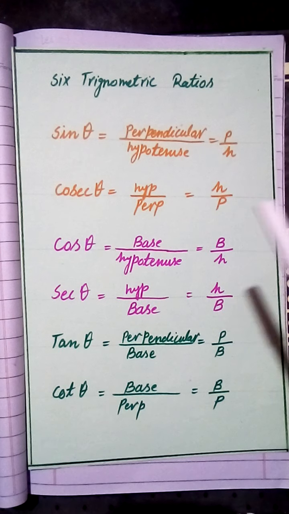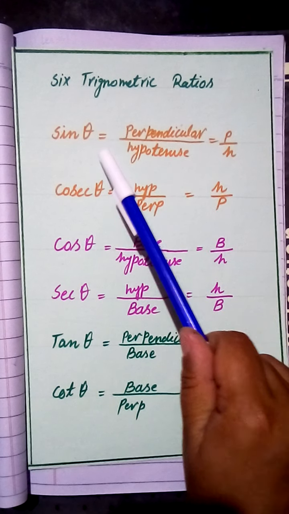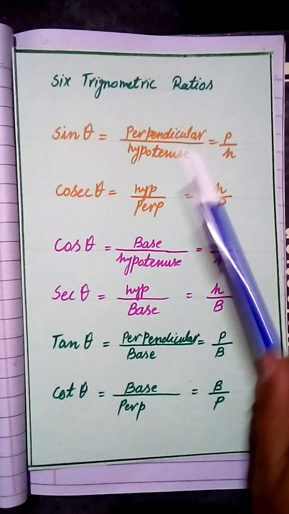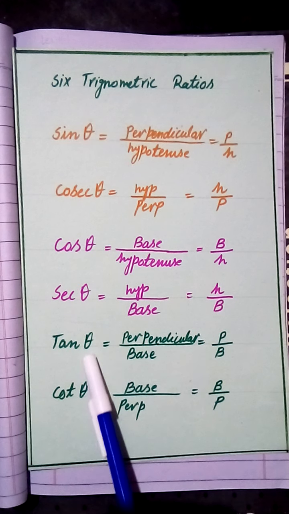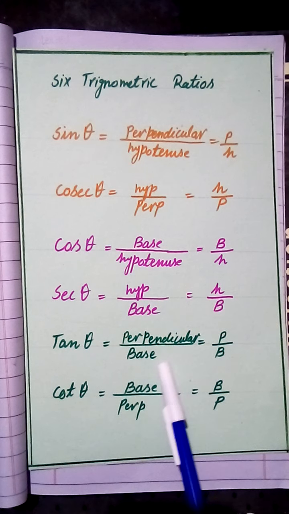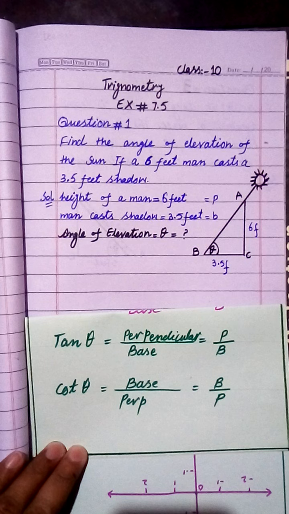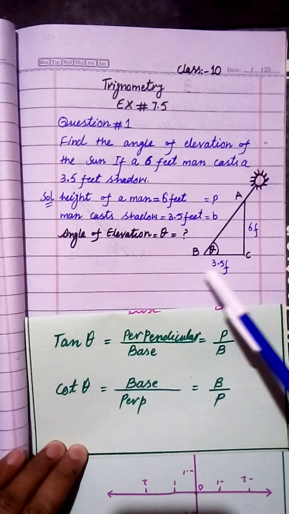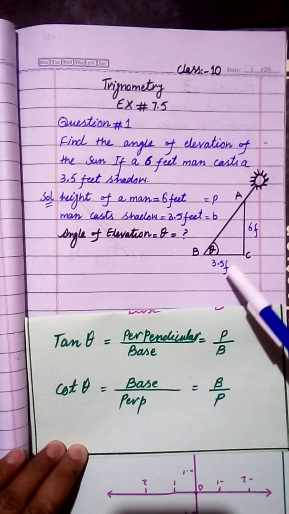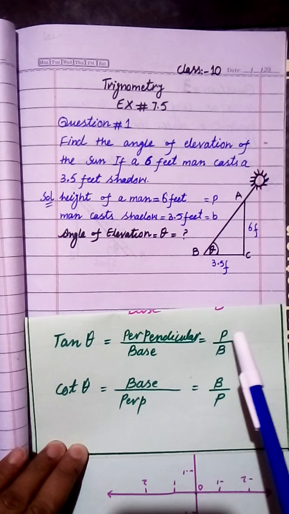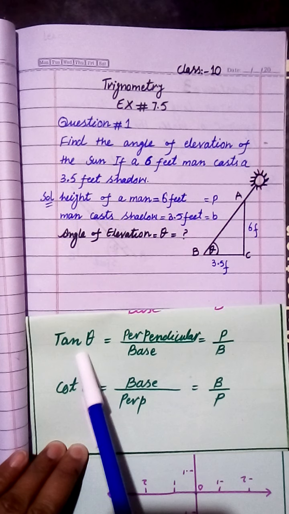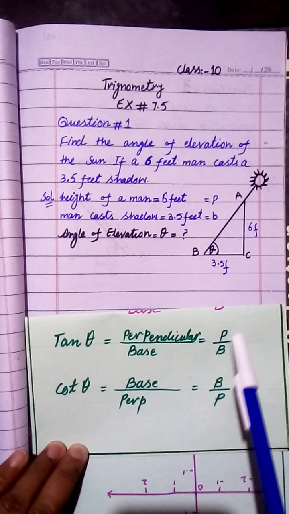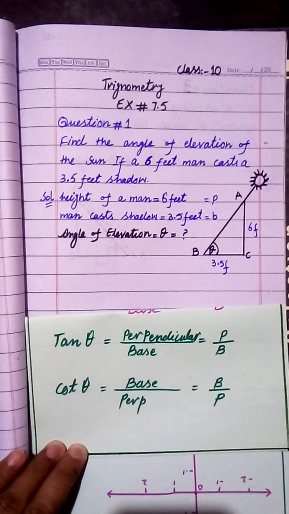Now here 6 trigonometric ratios are given. You know that sin theta equals perpendicular by hypotenuse. Cos theta equals base by hypotenuse, and tangent theta equals perpendicular by base. Now you have to observe from the diagram what is given. This is the perpendicular and this is the base. So perpendicular and base are given. You have to search for the formula perpendicular by base. It belongs to tangent theta. So tangent theta equals perpendicular by base. You have to apply this formula.